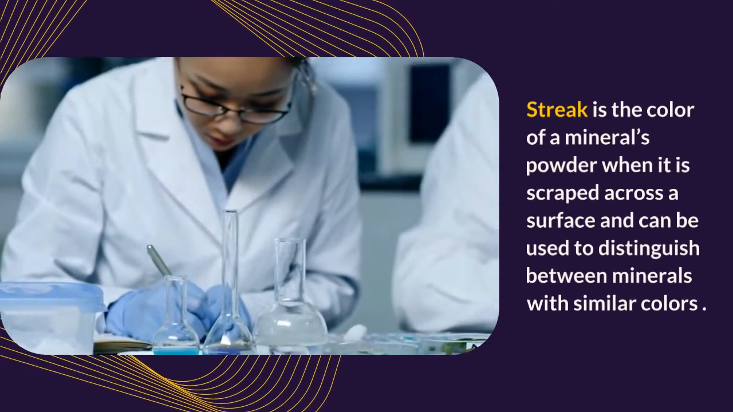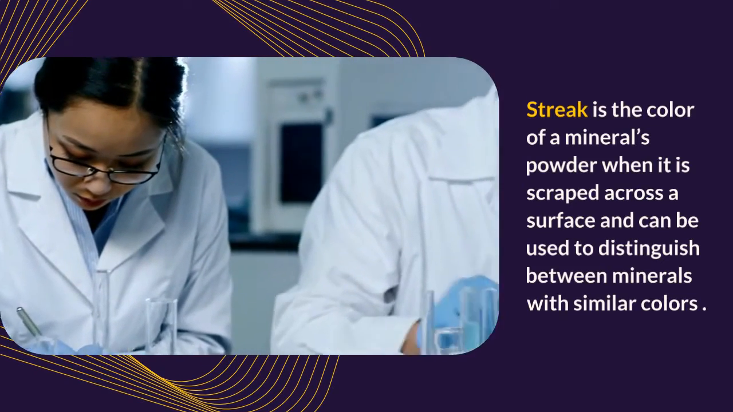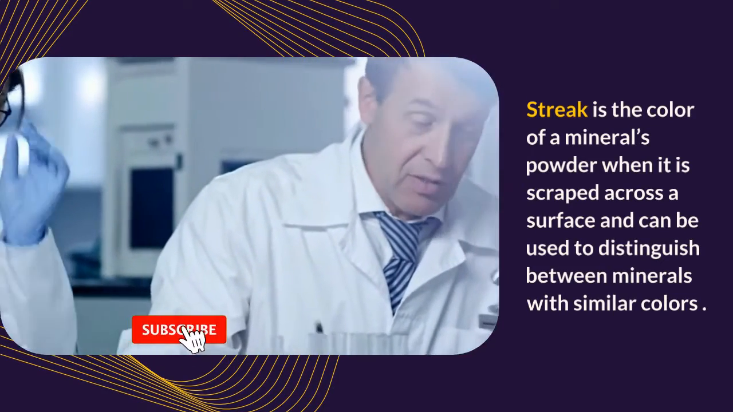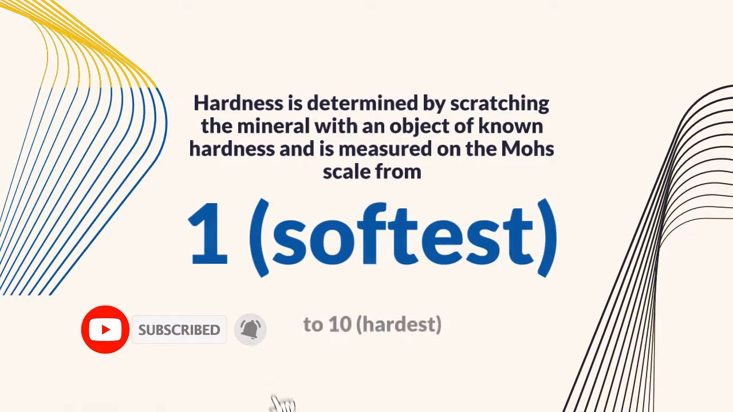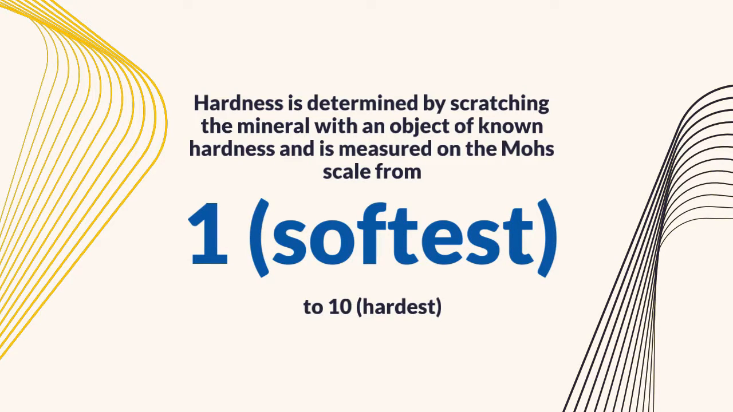Streak is the color of a mineral's powder when it is scraped across a surface and can be used to distinguish between minerals with similar colors. Hardness is determined by scratching the mineral with an object of known hardness and is measured on the Mohs scale from 1, softest, to 10, hardest.